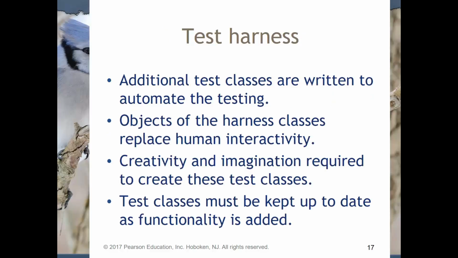Additional test harness classes are written to automate the testing. Objects of the harness classes replace human interactivity. The idea is that if you've written your harnesses properly, they run and do some of the testing that people are doing, and you get better, faster, and more reliable, consistent feedback because you're never relying on somebody to remember to do it properly. You let the computer do it the same way every time. This way it's either consistently right or consistently wrong, which is actually high value all by itself.